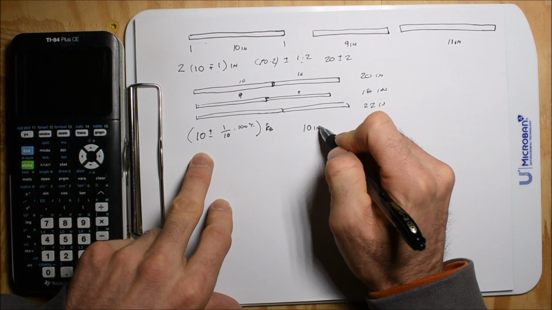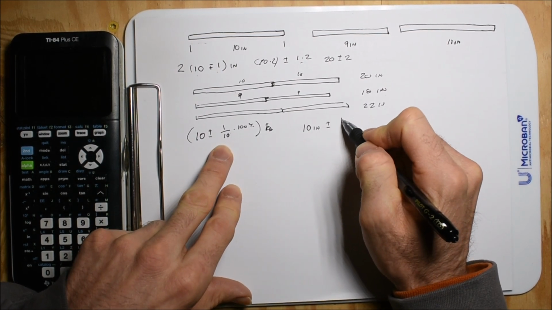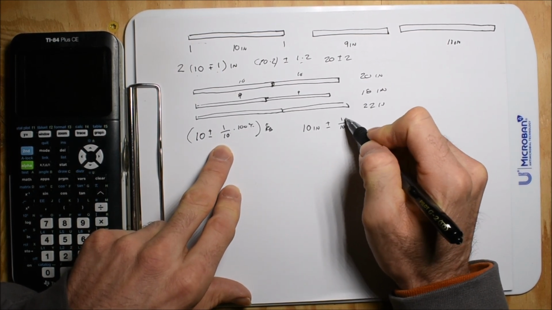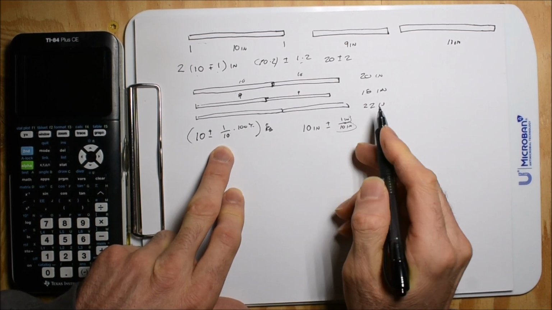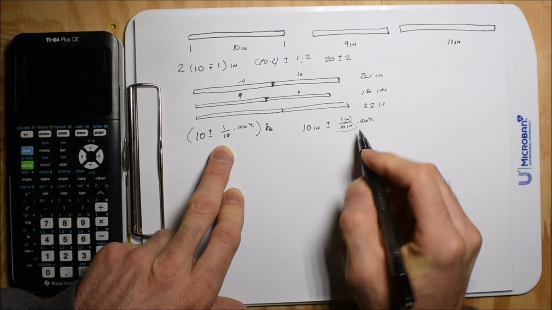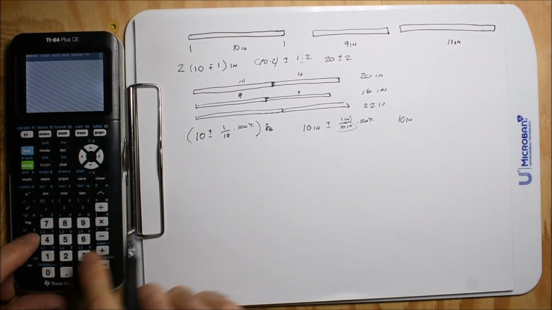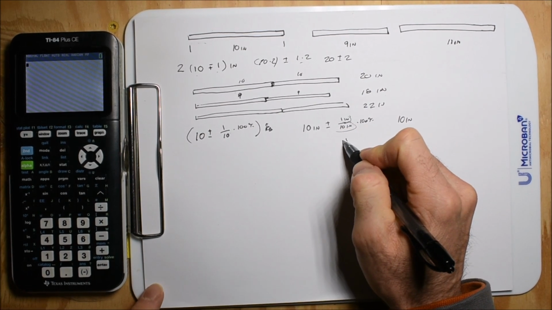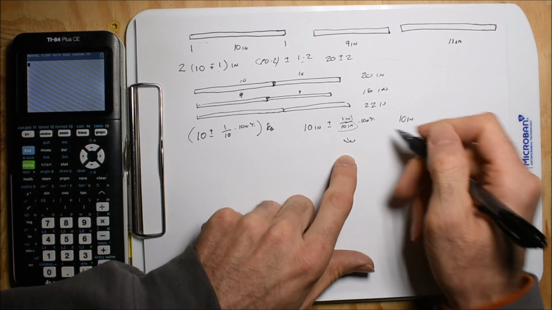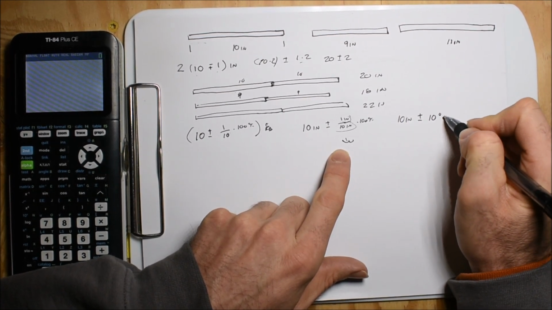So 10 inches plus or minus 1 over 10, the uncertainty divided by the total length, times 100%. Let me just do this in my calculator. This is 0.1, so 0.1 times 100, and you get 10%. So you've got 10% uncertainty, and you write it like this: 10%.